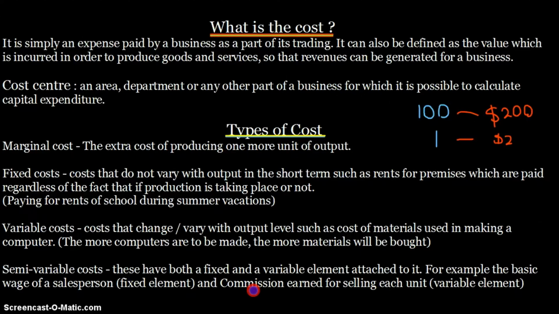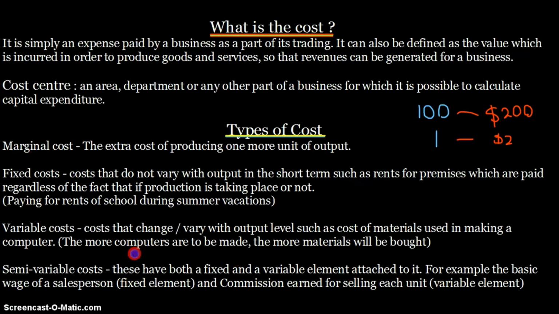So if the person sells five life insurances, that means 5 times 30, that is $150, plus $300, that is $450. That will be the total cost incurred by the business for the salary of the person. The salary of the person is also a cost for the business. So this cost is semi-variable. You have a fixed element as well as a variable element.